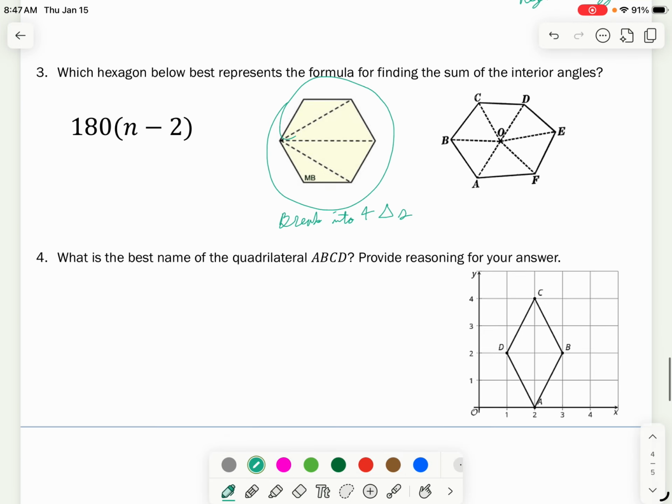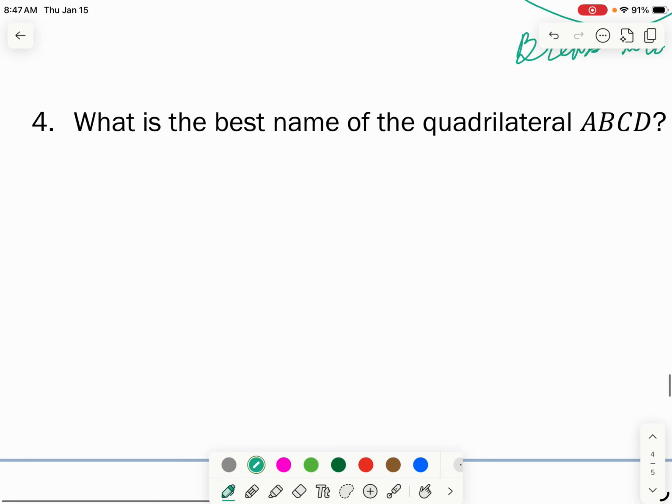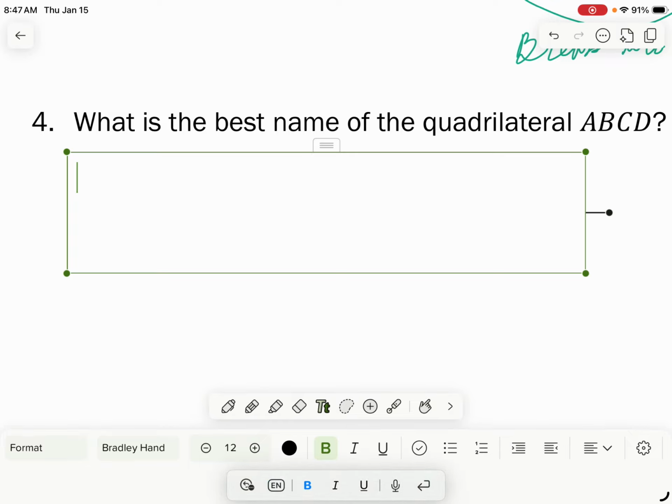All right, what's the best name for this quadrilateral? Provide reasoning for your answer. Now remember all the quadrilaterals that we talked about. I'm going to write them out right here so we remember what they are. The first one is just a basic quadrilateral. The quadrilateral's got 4 sides. Then there's a kite. That's got some special properties, specifically one diagonal bisects the other and consecutive sides are congruent.